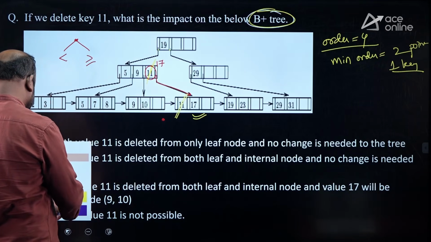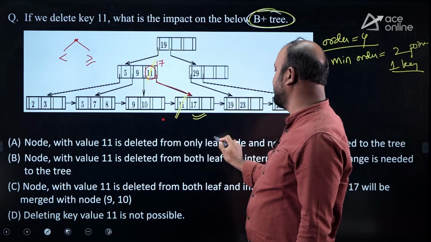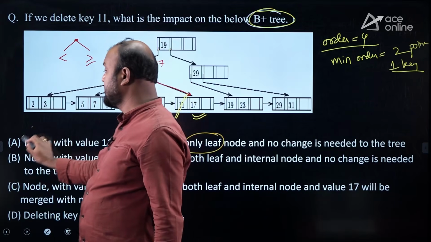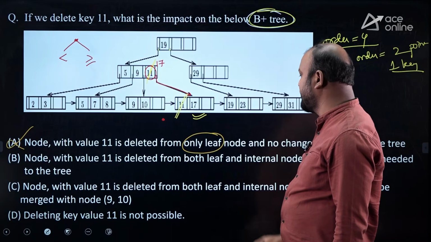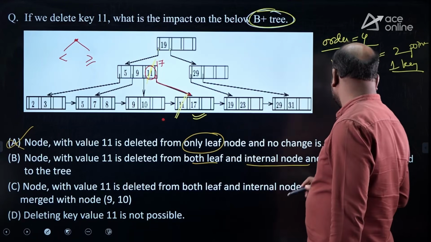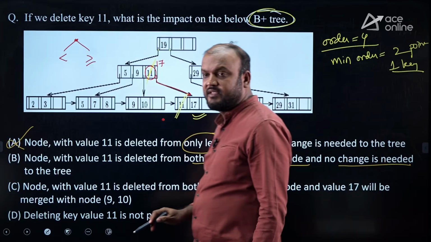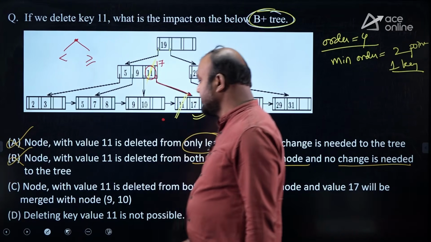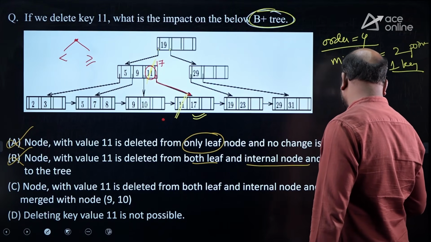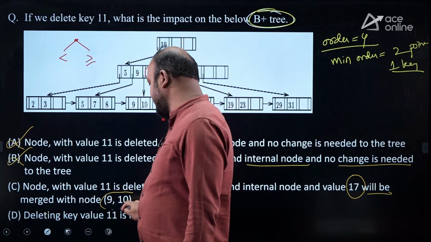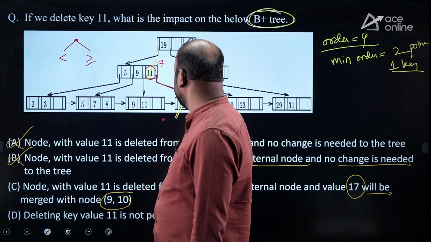So what options are given? A node with value 11 is deleted from only the leaf. That is incorrect, because it should be deleted from the leaf as well as the internal node. Node with value 11 is deleted from both leaf and internal: yes, perfect. And no change is needed to the tree, but one change is required in the internal node. That's why it is incorrect. Node with value 11 is deleted from both leaf and internal node, and the value 17 will be merged with 9 and 10. But will 17 be merged? No.